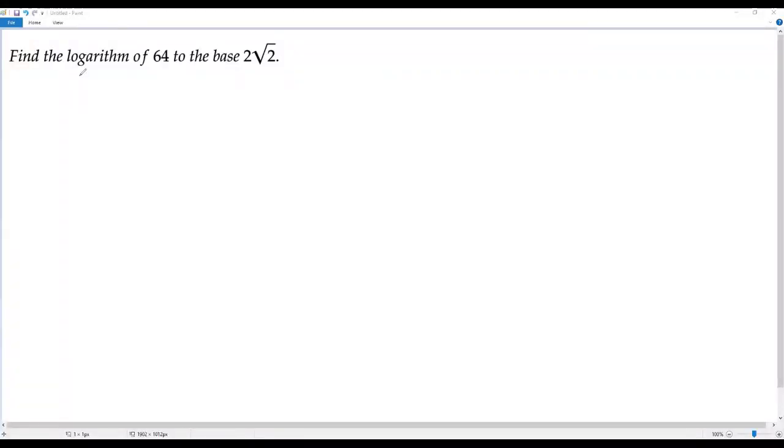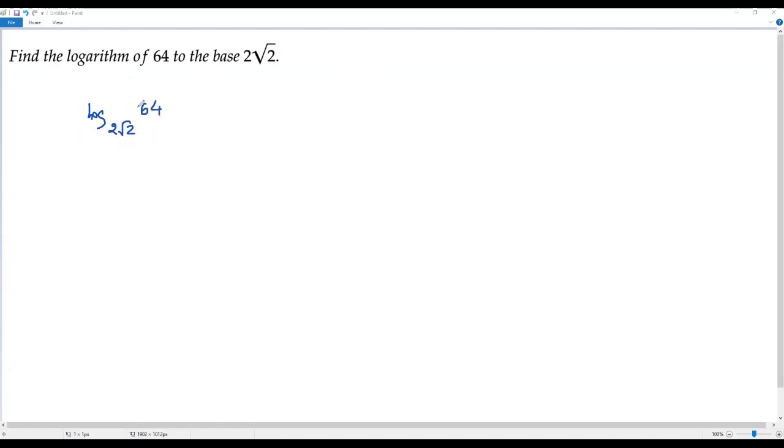Here we have a problem on logarithm. Okay, let's go to the question. Find the logarithm of 64 to the base 2 root 2. That is, we have to evaluate log base 2 root 2 of 64. How do we have to evaluate this logarithmic expression?